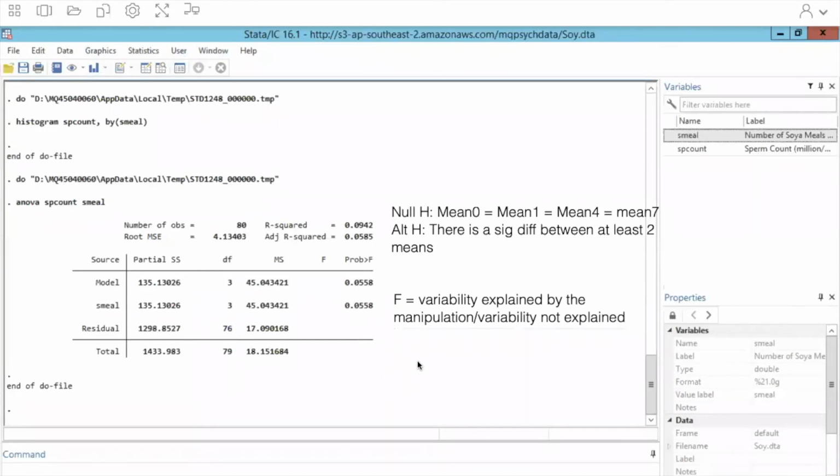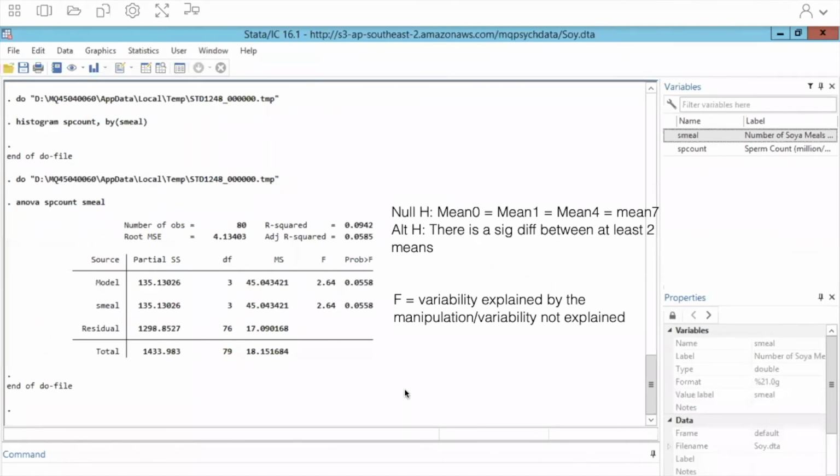Again, this simply means that our F statistic is a ratio between variability we can explain divided by variability we can't explain. And because of that, the larger the F is, the more variability we're actually explaining by our manipulation.